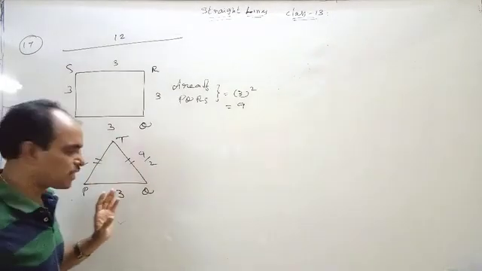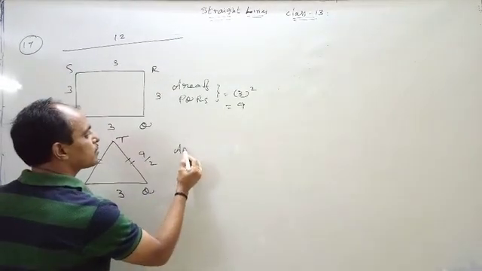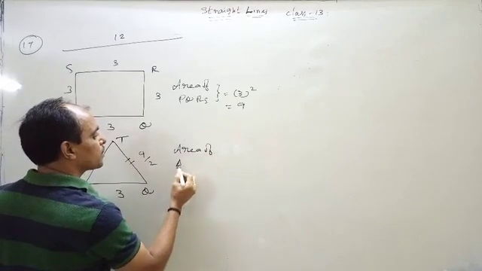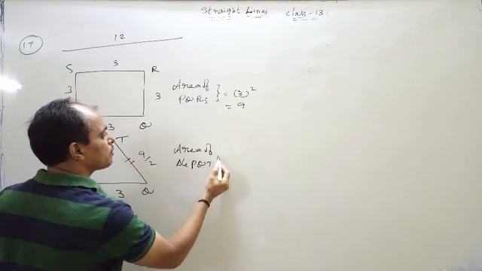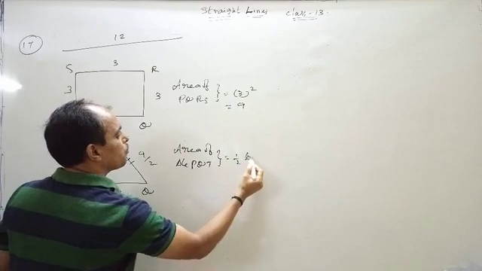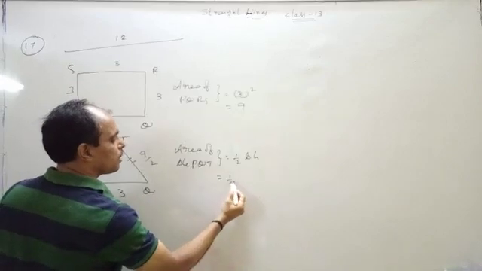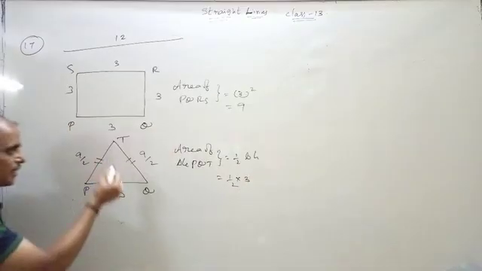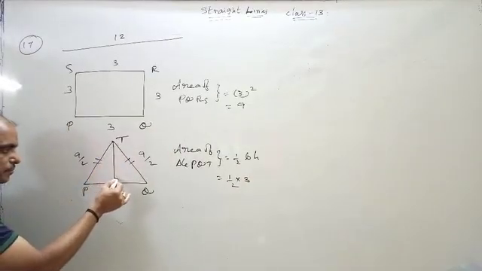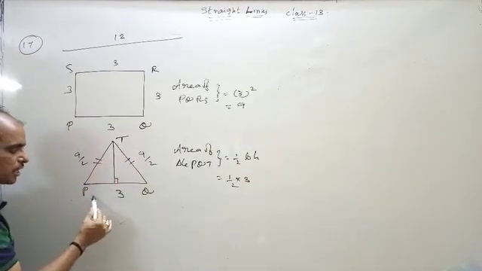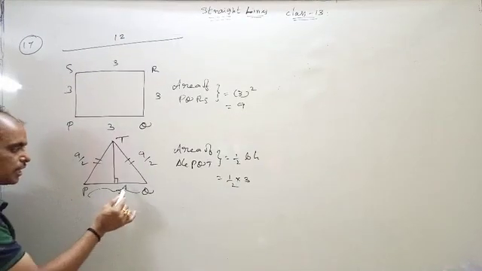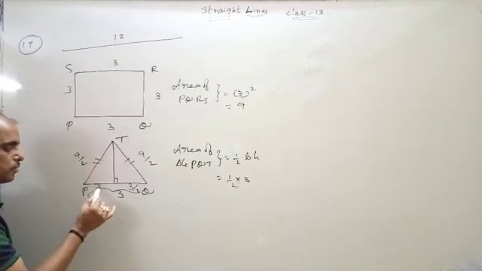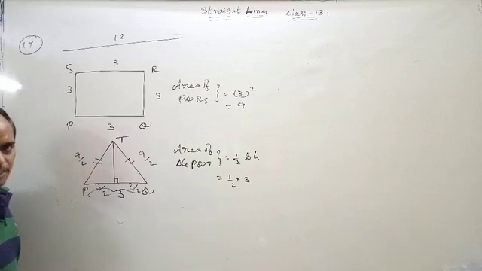How to find the area of triangle? Area of triangle PQT is equal to half base into height. Half base we know, that is 3. Then what about height? Height means this one. Because it is an isosceles triangle, the complete distance is 3, so this is equal to 3 by 2 and this is also equal to 3 by 2.